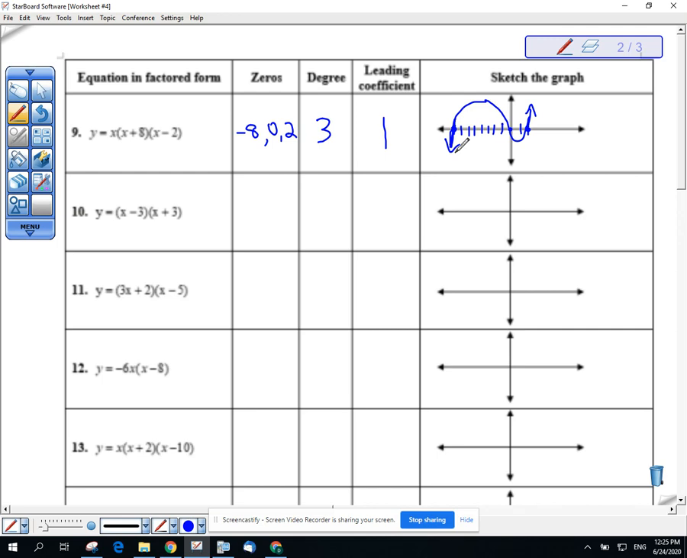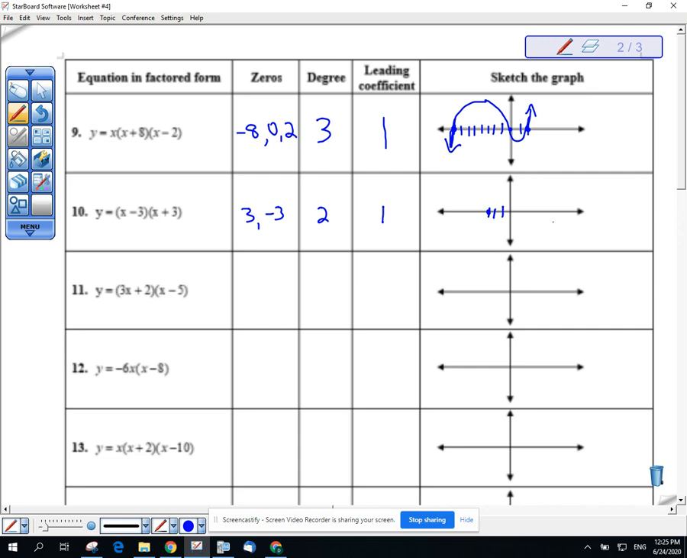The next one, 10, shouldn't look unfamiliar to us at all. It's just quadratic, right? So 2 zeros, they are at 3 and -3. You see? 3 for this one, -3 for this one. It's quadratic. That means it would be of degree 2. The leading coefficient here would still be 1, and I can plot those points.